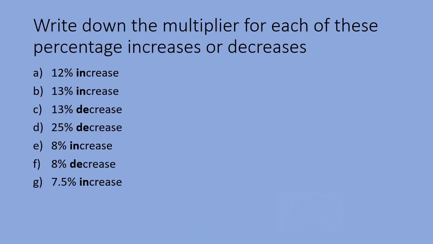Now I would like you to have a go at finding the decimal multiplier for these questions. Make sure you pay careful attention to whether they are increase or decrease questions. You can go back and watch the example I did if you need to. I will just quickly tell you that the first one is 1.12. Pause now, and then I'll give you the answers in a minute.